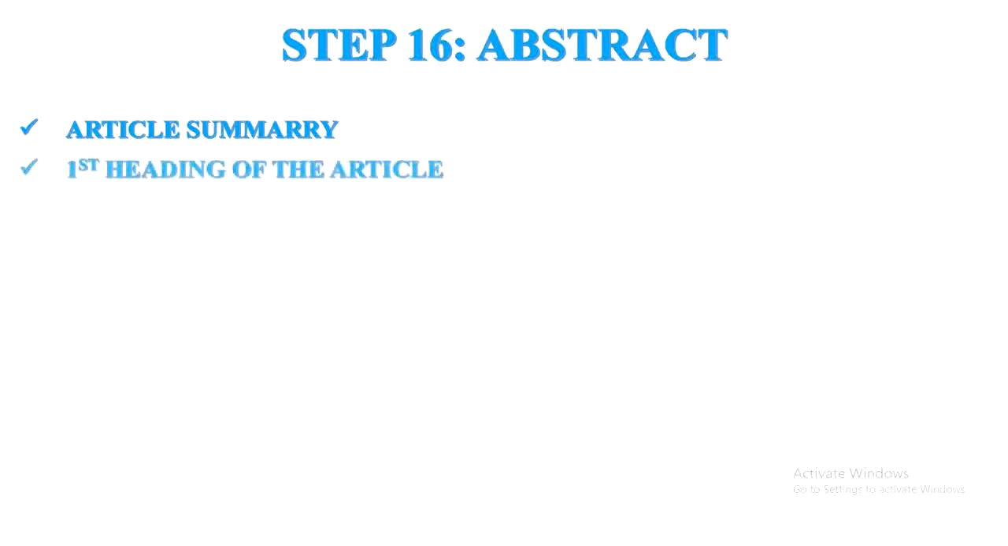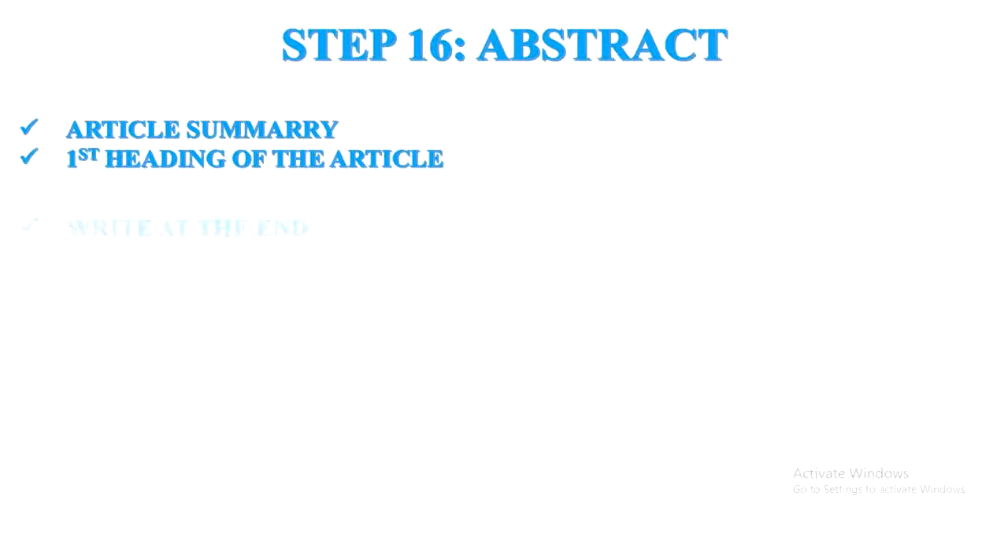Next point is that abstract is your first heading of your article. Okay, it comes at the start of your research paper, but it's written at the end. Once you have concluded your study, then you will start writing your abstract at the start.